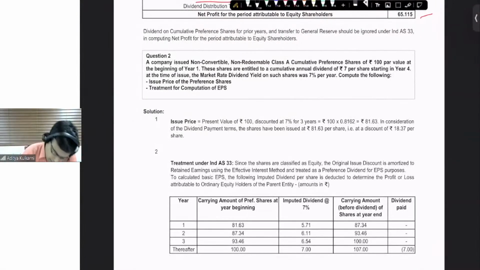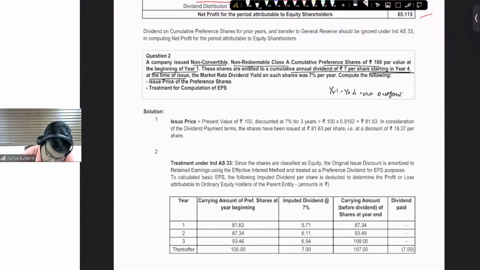A company issued non-convertible, non-redeemable Class A preference shares of rupees 100 par value at the beginning of year 1. These shares are entitled to an annual dividend of 7 per share starting in year 4 at the time of issue. That is, year 1 to year 4, no outflow, which is okay.